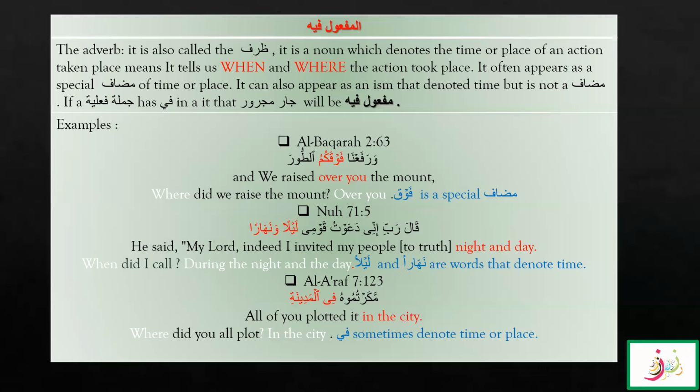وَرَفَعْنَا فَوْقَكُمُ الطُّورَ, and we raised over you the mount. So we know that here "over you" is giving the answer for where we raised the mount. So here, فوقكم, it is a special mudaf, and the attached pronoun kum is for antum, and it will be considered as this maf'ul fihi.